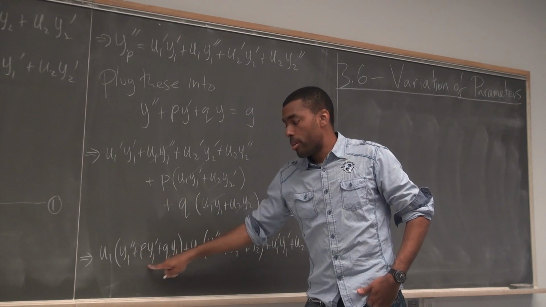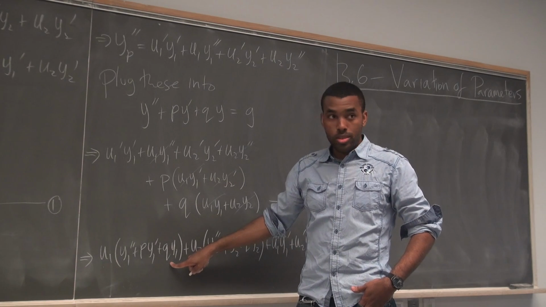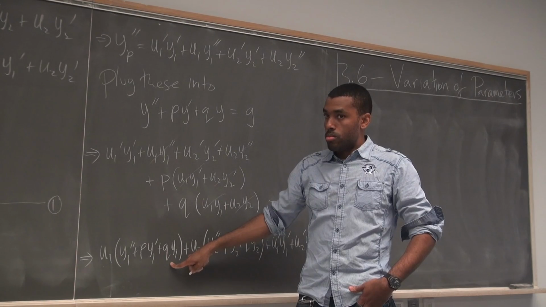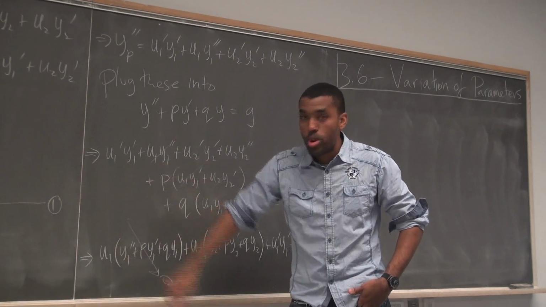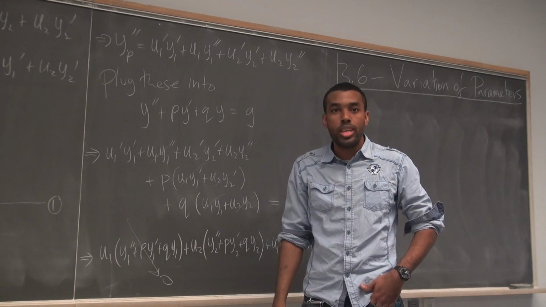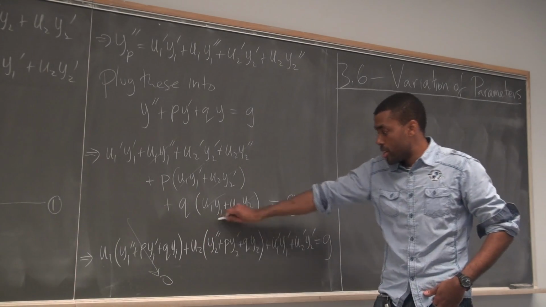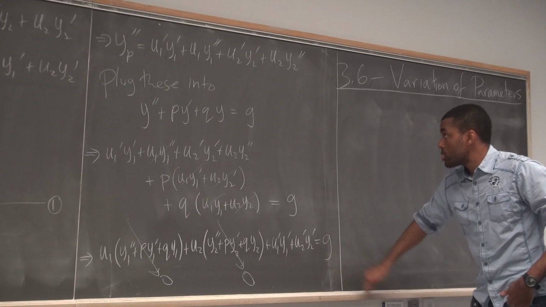Yes, but what is y1? What do we assume y1 was? 0. It has to be 0. Why? Because I assumed y1 and y2 are fundamental solutions to the homogeneous case, which means when I plug into my differential equation, I get 0. The same thing will happen here. This will also give me 0. So I end up with just this equals g.